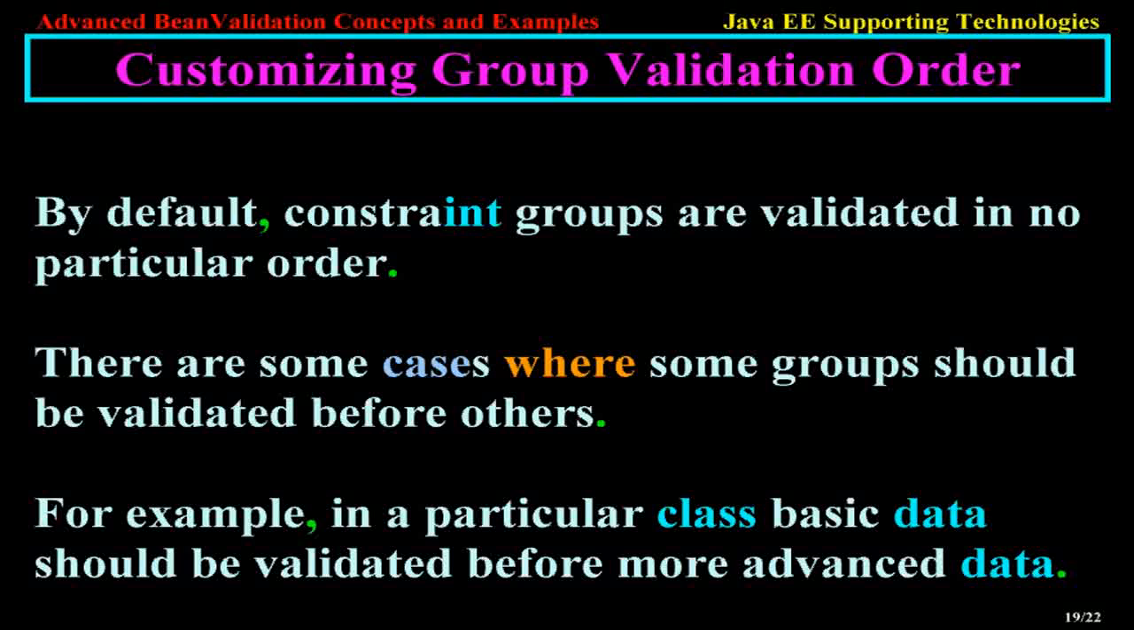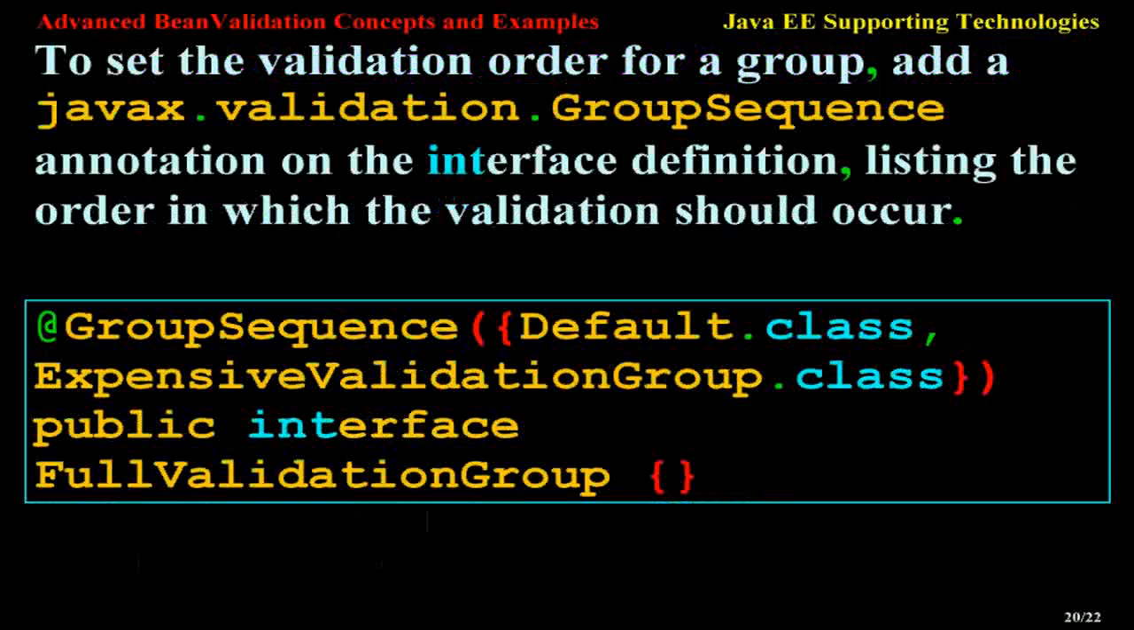To set the validation order for a group, add a javax.validation.GroupSequence annotation on the interface definition, listing the order in which the validation should occur. @GroupSequence({Default.class, ExpensiveValidationGroup.class}) public interface FullValidationGroup.